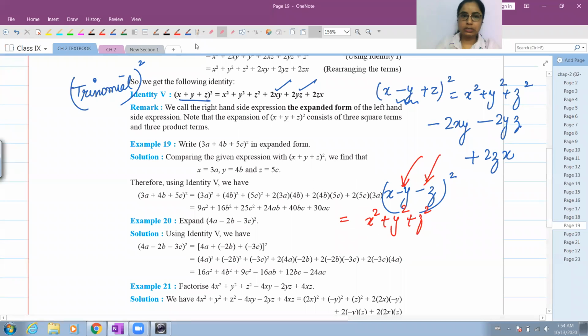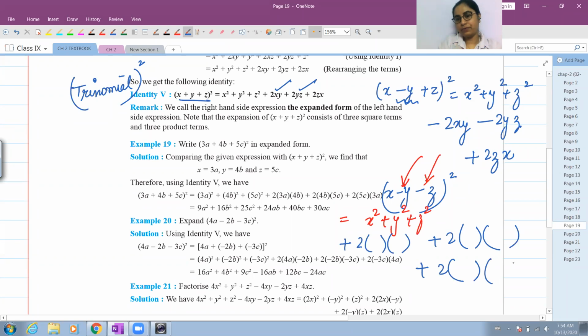So you have the squares positive. Whenever you expand a whole square, the squares of the individual terms will always come with a plus, so x square, y square, z square will be positive irrespective of the signs that x, y, z have with them. After that come your product terms: 2 times the product of the first two, then double the second and third, then double the third and first. First comes x and then minus y, then minus y and minus z, and then you'll have minus z and x. Does this help? I think now you'll be able to see how the signs will be changed.